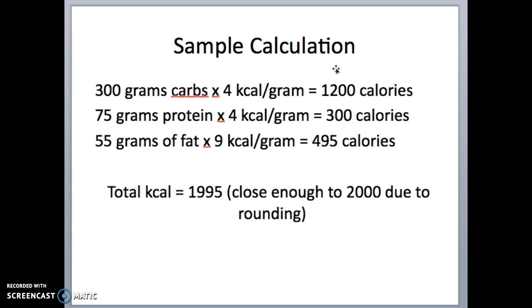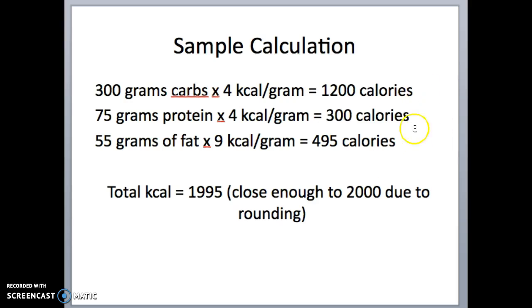I'm going to do the same thing with protein. So I consumed 75 grams of protein times 4 calories per gram. So that's going to give me 300 calories from protein. With fat, I consumed 55 grams of fat times 9 calories per gram, because remember, fat's a lot more calorie dense than either carbohydrates or protein. And I get a total of 495 calories that come from fat out of that 2,000 calorie total.